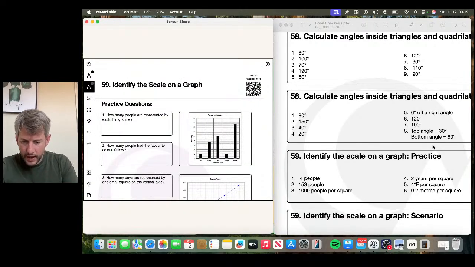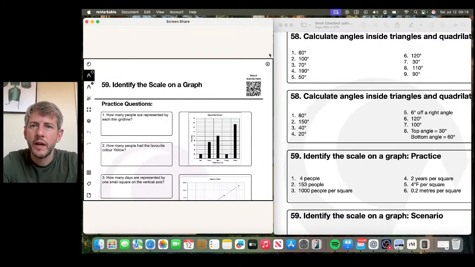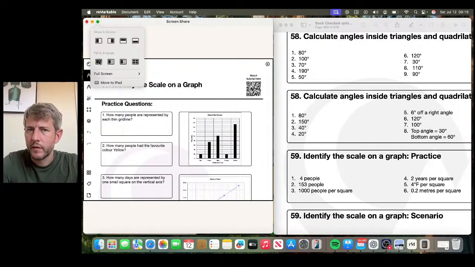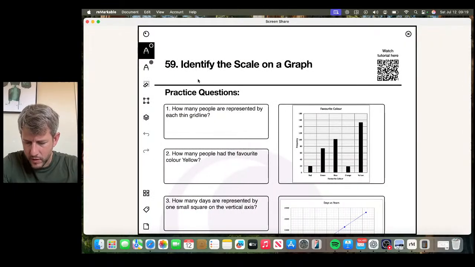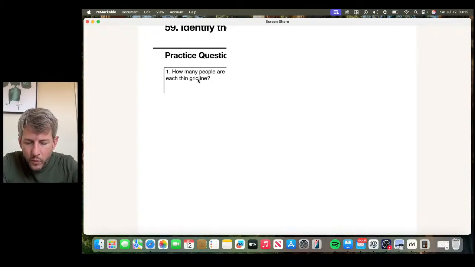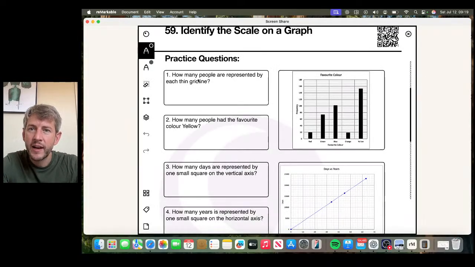Topic 59. Okay, let's go here. Identify the scale on a graph. Yep, practice questions. How many people are represented by each thin grid line?